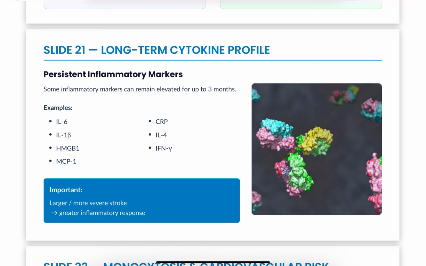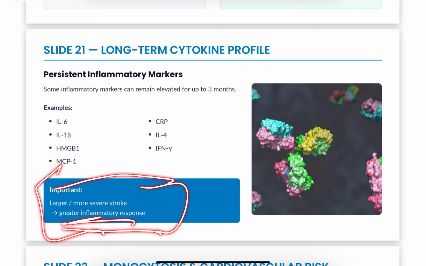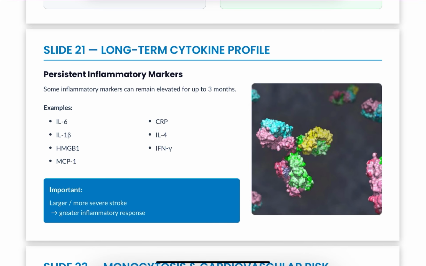And the magnitude of this response is related to the severity of the stroke. What do I mean by this? If it was a larger and more severe stroke, I'm going to have a greater inflammatory response. So the stroke severity is actually important to determine the immune response.